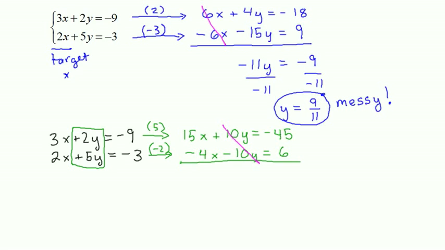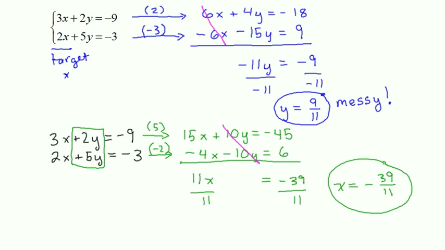and I get 11x equals negative 39. Dividing both sides by 11 gives me x equals negative 39 over 11. And now I can put these two answers together in a single ordered pair for my solution. This is negative 39 elevenths and 9 elevenths.